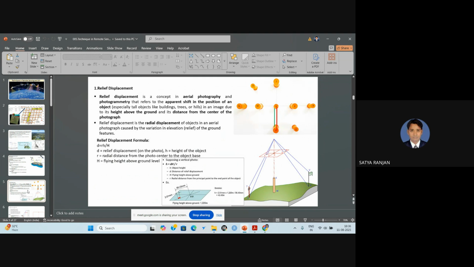Then relief displacement. Suppose one tall object is there. If we measure this feature, there is a difference in the height information between the top and bottom levels. This difference is calculated in the images, and it is called relief displacement. So displacement due to the elevation or relief of the object is called relief displacement. Sometimes there is a hill or some buildings, so due to the elevated area, some relief information is calculated.